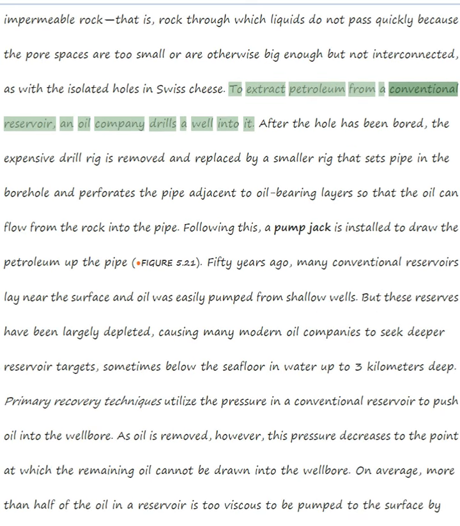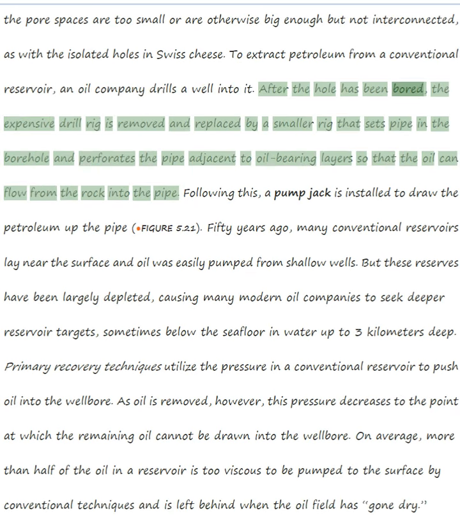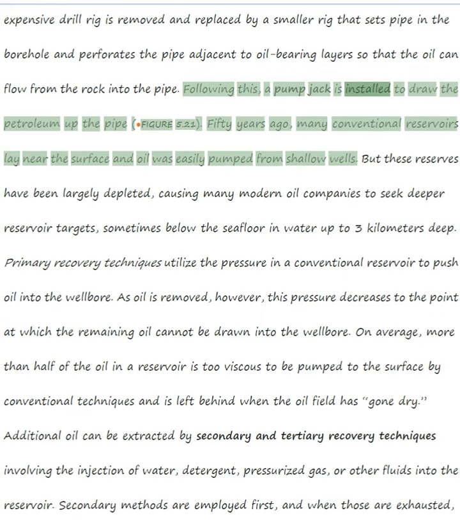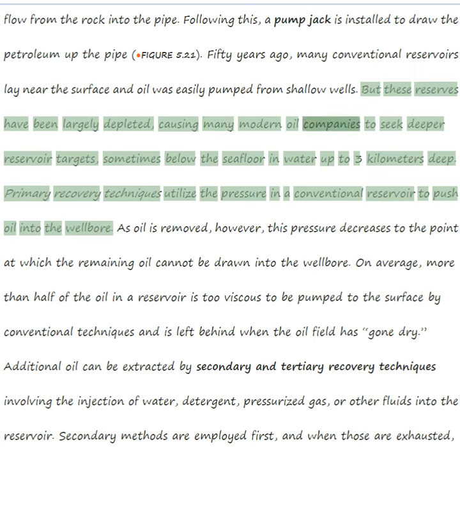To extract petroleum from a conventional reservoir, an oil company drills a well into it. After the hole has been bored, the expensive drill rig is removed and replaced by a smaller rig that sets pipe in the borehole and perforates the pipe adjacent to oil-bearing layers so that the oil can flow from the rock into the pipe. Following this, a pump jack is installed to draw the petroleum up the pipe. 50 years ago, many conventional reservoirs lay near the surface and oil was easily pumped from shallow wells. But these reserves have been largely depleted, causing many modern oil companies to seek deeper reservoir targets, sometimes below the seafloor in water up to 3 kilometers deep.